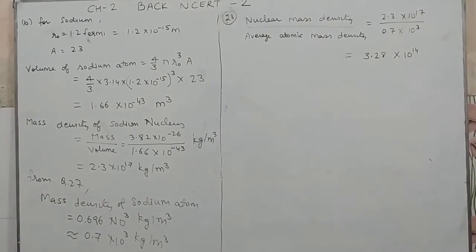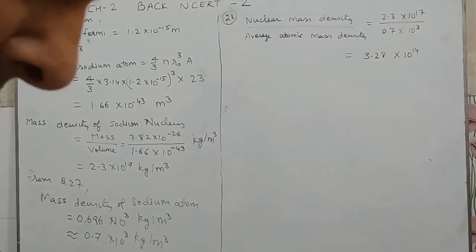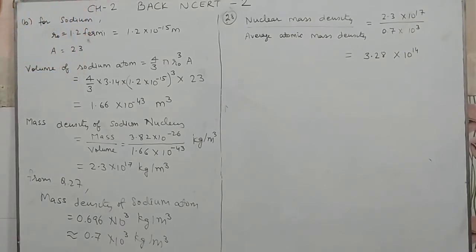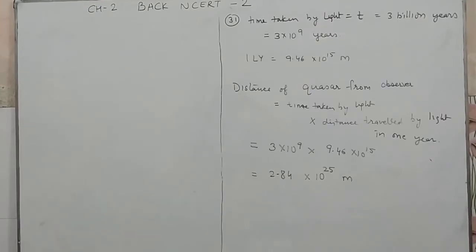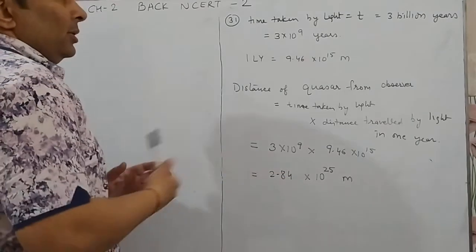Question number 29 and 30 are okay. Similar questions you have done in class 9th, so I am leaving them for you. Let's come to question number 31. This question number 31 is an easy one. Let's just get the steps.